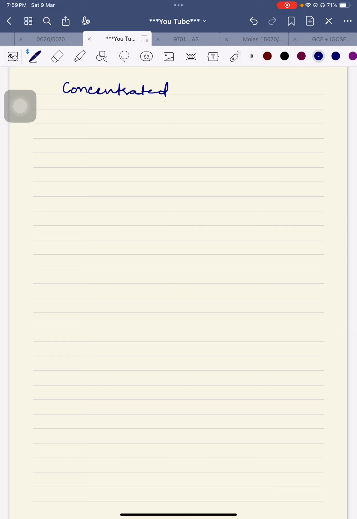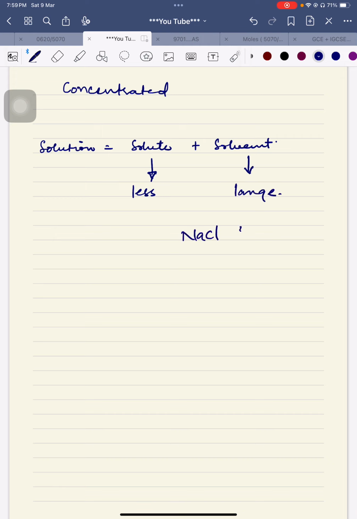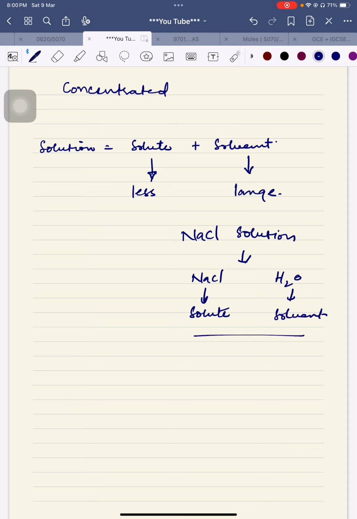So what is the term solution? A solution is basically a combination of two types of substances. One of them is the solute and the other is the solvent. Many of you might be aware of this already. The solute is the lesser amount one and the solvent is the larger one. For example, in a sodium chloride solution, NaCl is the solute, whereas water acts as the solvent. This is how we can discriminate between the two.